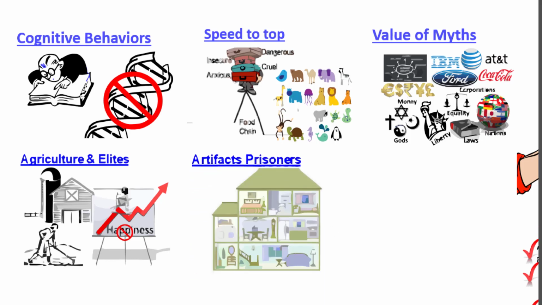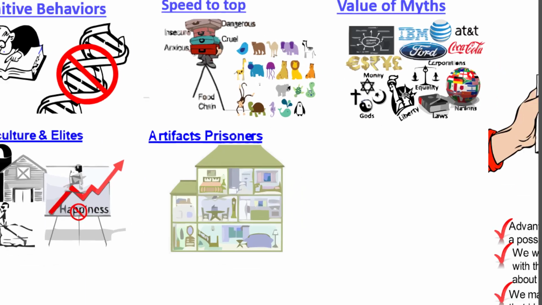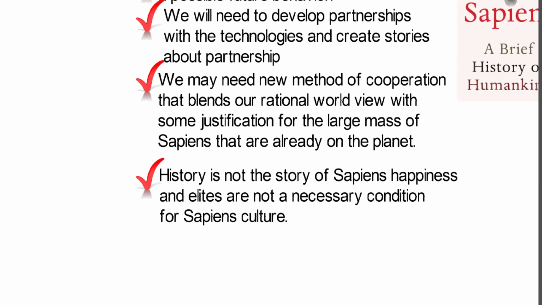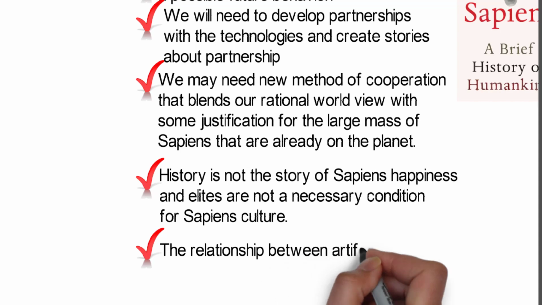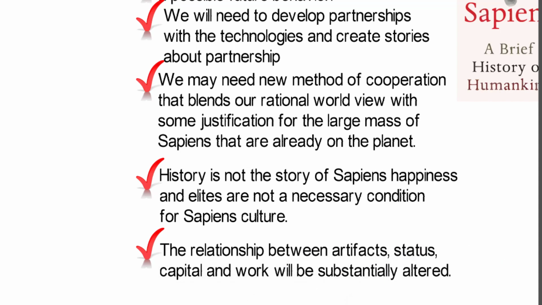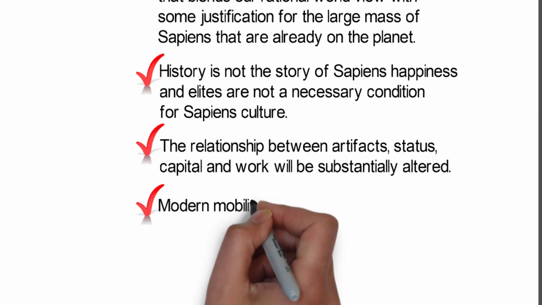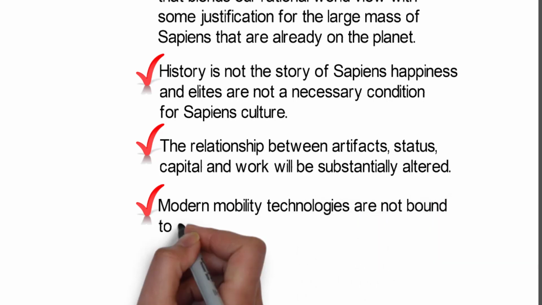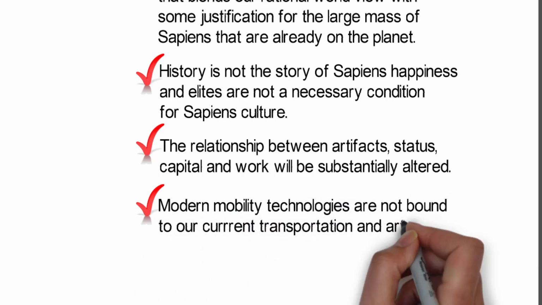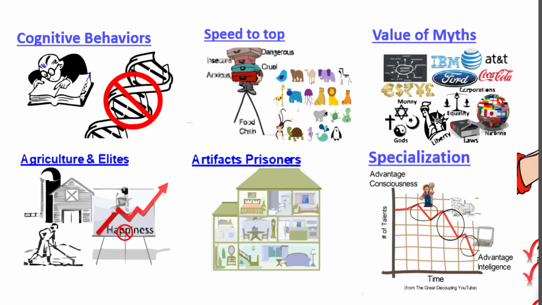The next thing he talks about is artifact prisoners, that the ability to be mobile became much more difficult as sapiens started to collect so many artifacts that anchored them. Right? This necessitated the development of the transportation industry. The reason that is important is that the relationship between artifacts, status, capital, and work will be substantially altered with the technologies, and modern mobility technologies are not bound to our current transportation and artifact world.